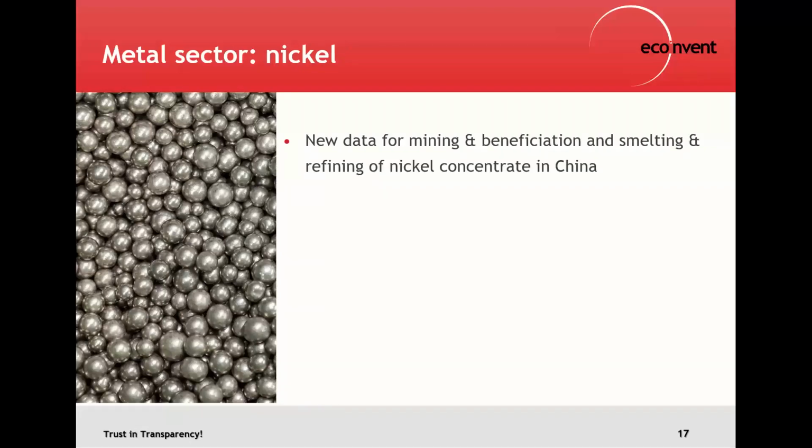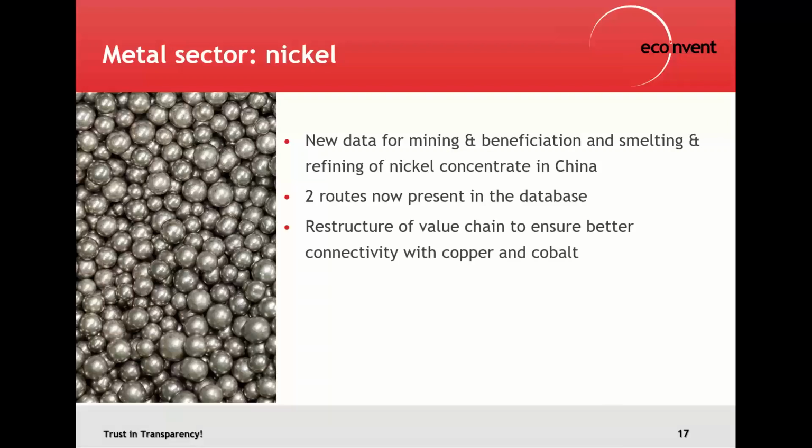For version 3.7 and 3.7.1, there is new data for mining and beneficiation and for smelting and refining of nickel concentrate. They have been introduced for the geographies of China and, of course, global. That means there are now two extraction routes in the database modeling different concentrations of nickel, 7 and 16%.